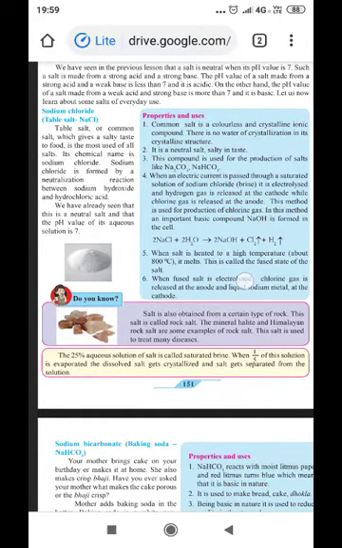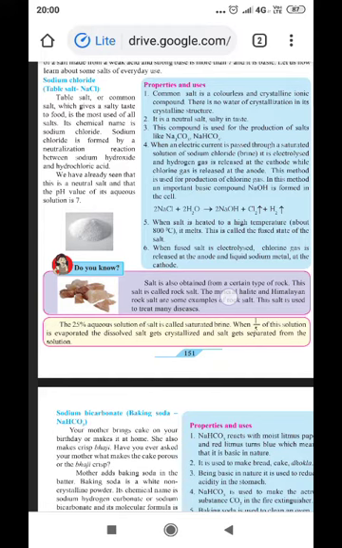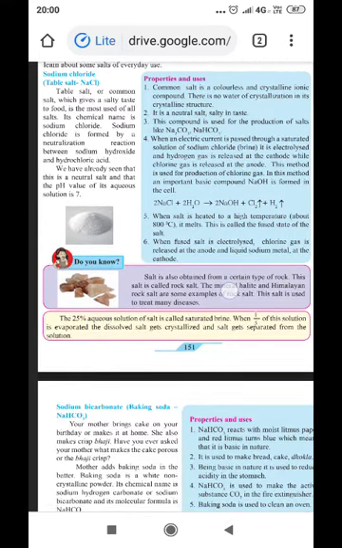Properties and uses. Common salt is a colorless and crystalline ionic compound. There is no water of crystallization in its crystalline structure. It is a neutral salt, salty in taste. This compound is used for the production of salts like Na2CO3, NaHCO3. Na2CO3 is nothing but sodium carbonate, and NaHCO3 is nothing but sodium bicarbonate.